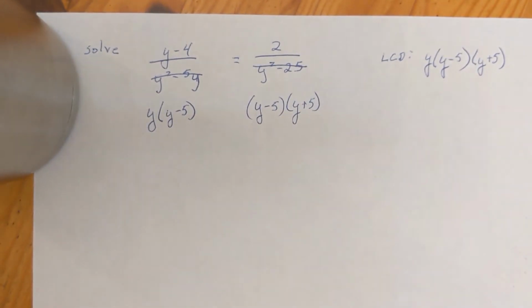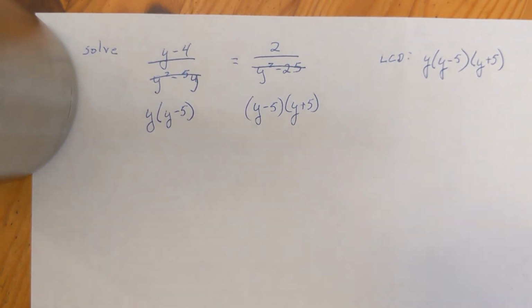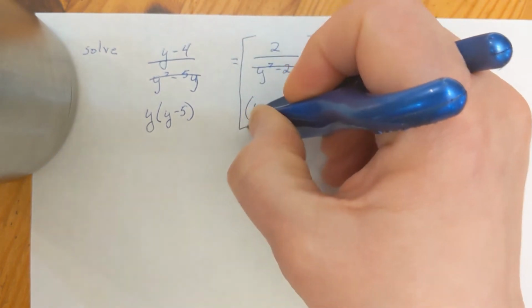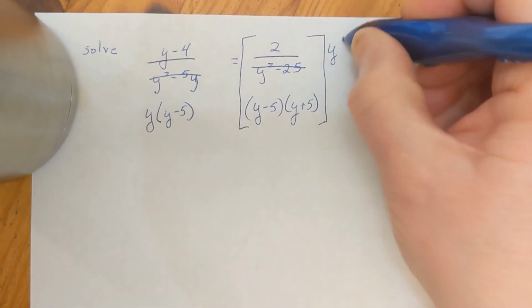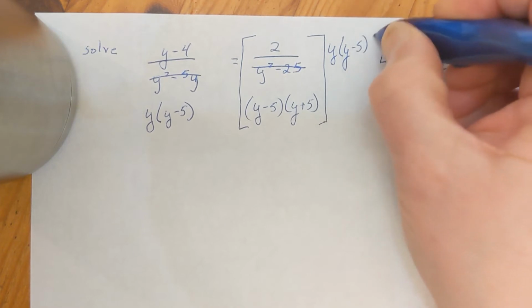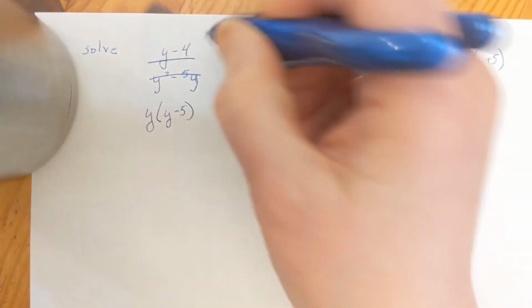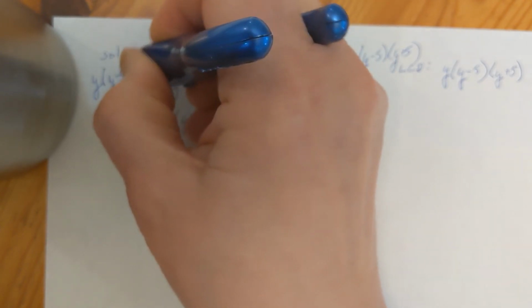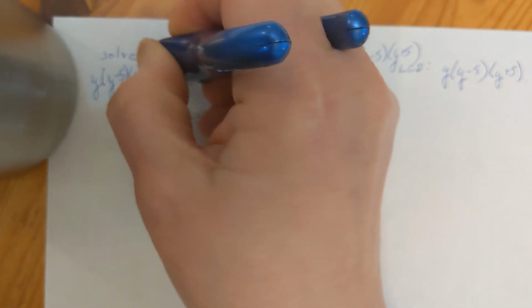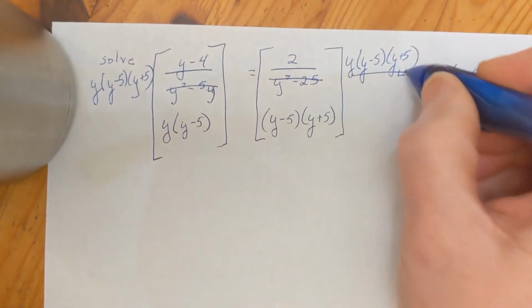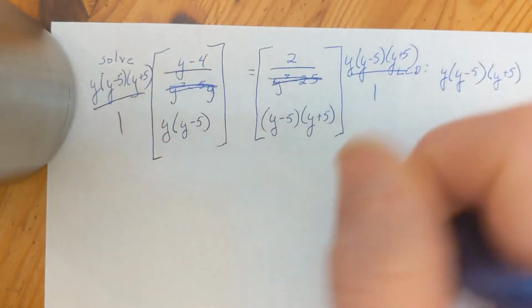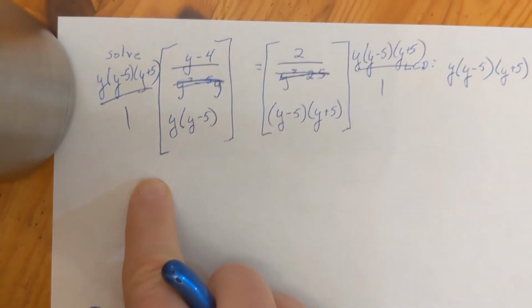I'm now going to multiply both sides of my equation by my least common denominator. So I multiply this times y minus 5, y plus 5, and this side by y times y minus 5, y plus 5. To help, I make both of these look like fractions. This has been crossed out because my factored denominators are down underneath there.